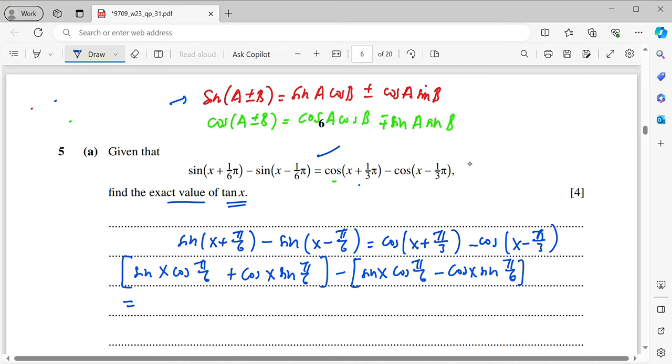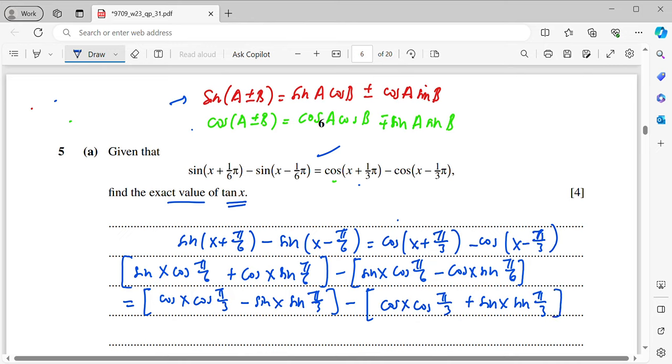Then equals to, for the cos, use the second formula: it will be cos x cos pi over 3 minus sine x sine pi over 3. Then minus cos x cos pi over 3 plus sine x sine pi over 3. Okay, so now we need to find the exact value of tangent x.